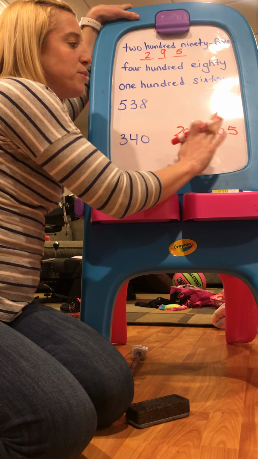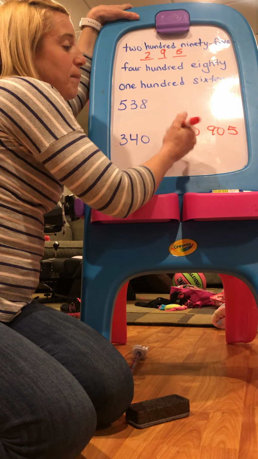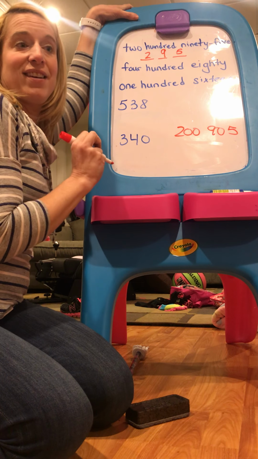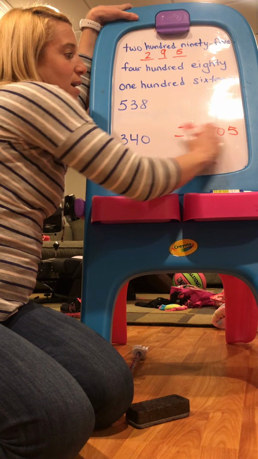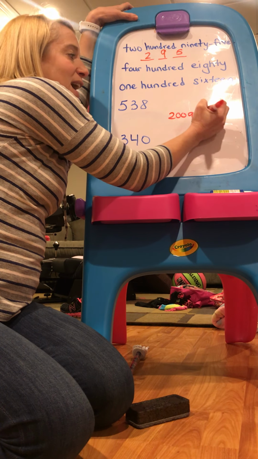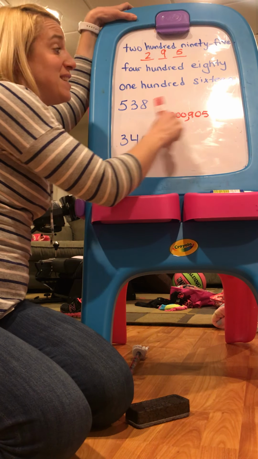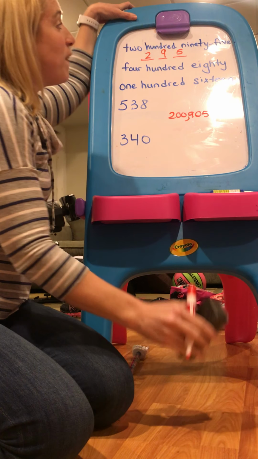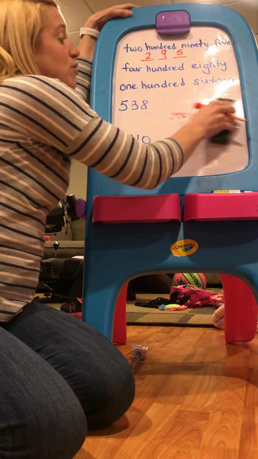I know a lot of times I do this lesson, and a lot of kids will come back and say, oh, this is 295. When really, if I were to write that like this, 295, that's really 200,905. So it's really important that you know we're writing 3 digits for each of these.